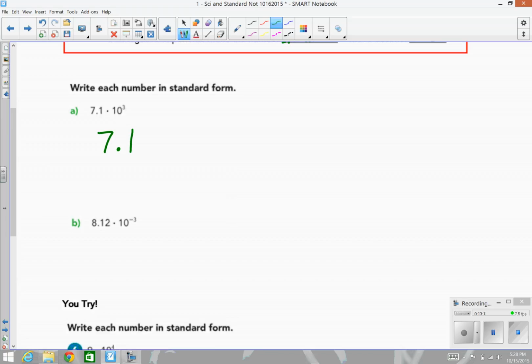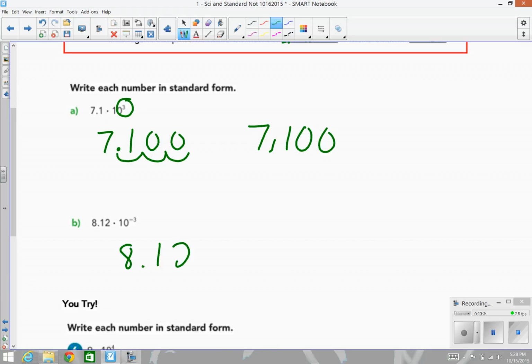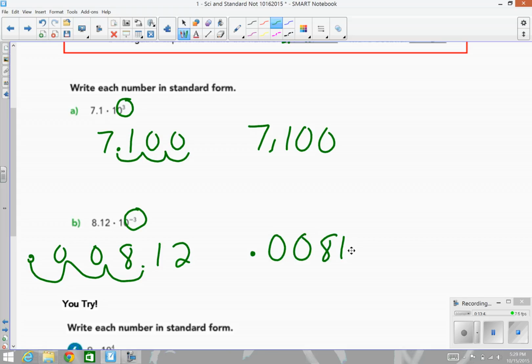So if we start with 7.1, we're moving this 3 spaces in the positive direction. We're going to go 1, 2, 3, fill in our zeros, and this is what we're getting. For this one, 8.12, we have 3 spaces, but this is to the left because it's negative, so we're making this smaller. 1, 2, 3. Fill in your zeros. 0.00812, and then check yourself. Is 0.00812 smaller than 8.12? The answer is yes, so we moved in the correct direction.